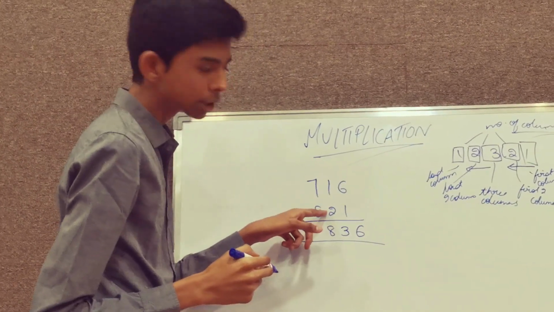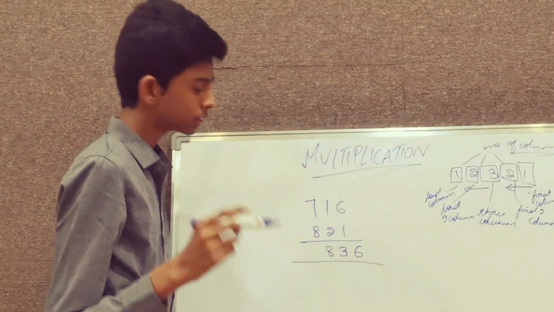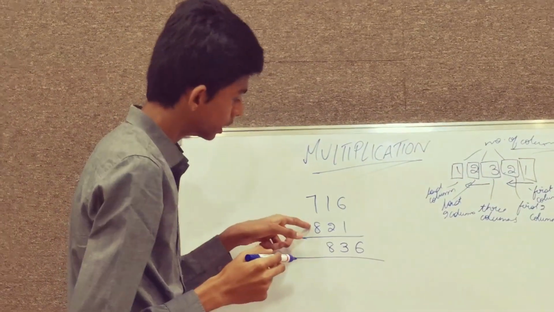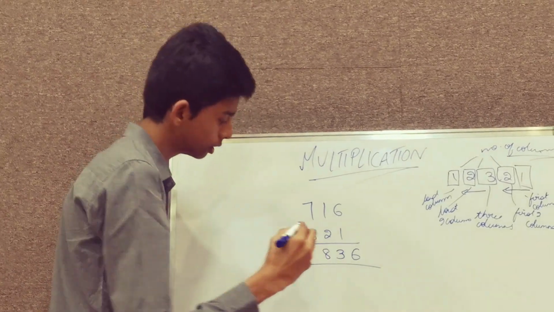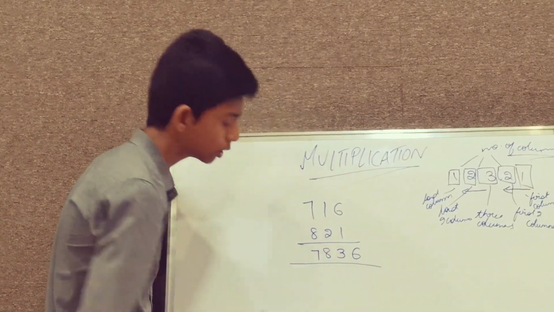So 7 into 2 is 14. 14 plus 5 is 19. And then 8 into 1 is 8. And 19 plus 8 is 27. So writing 7 here, keeping 2 in the mind.